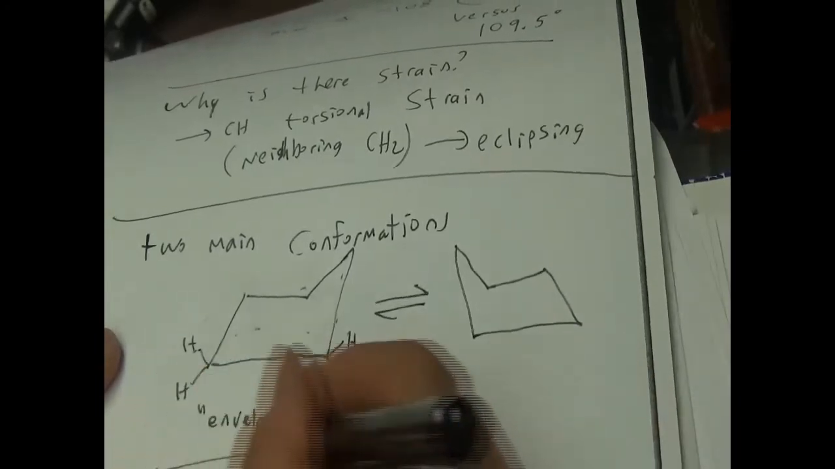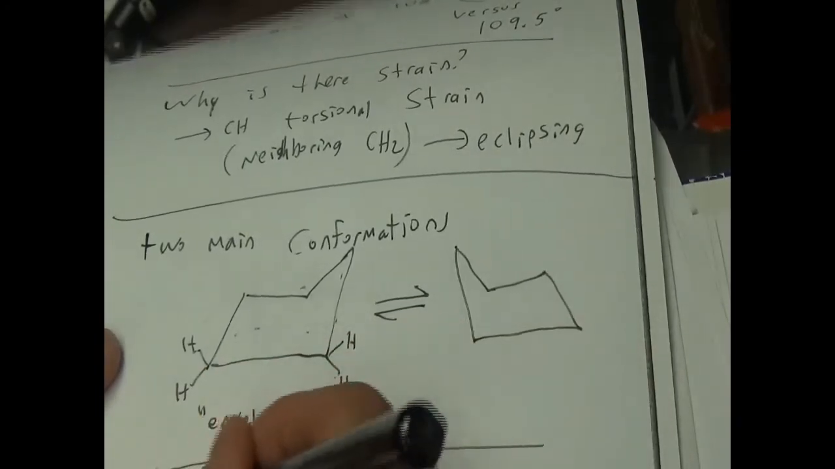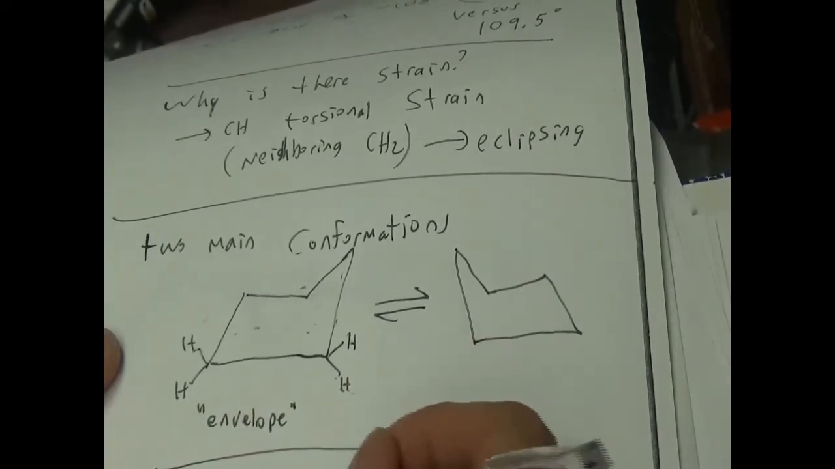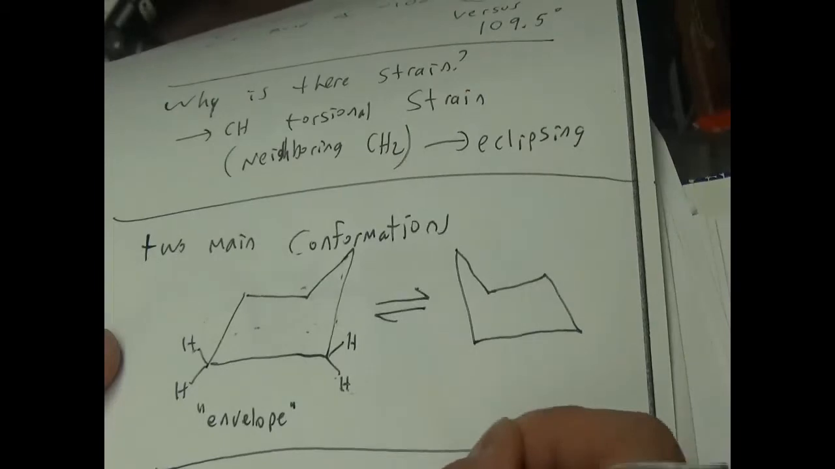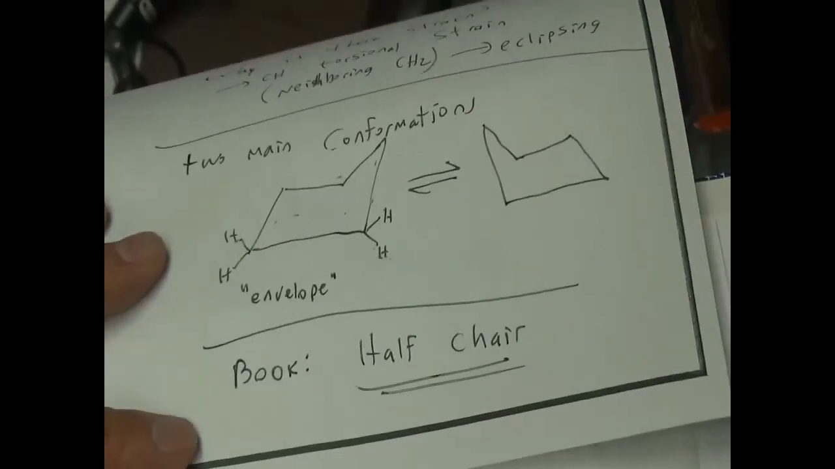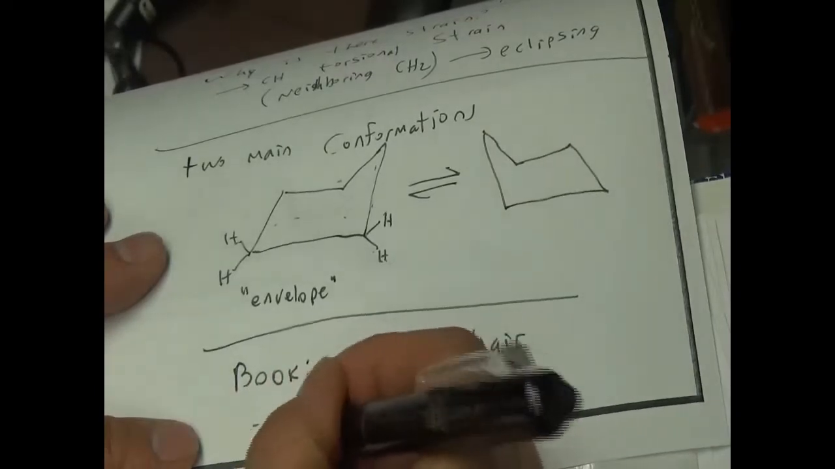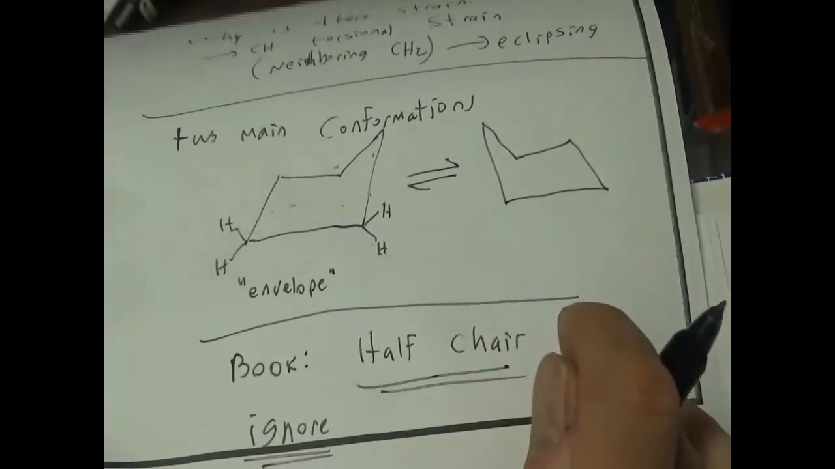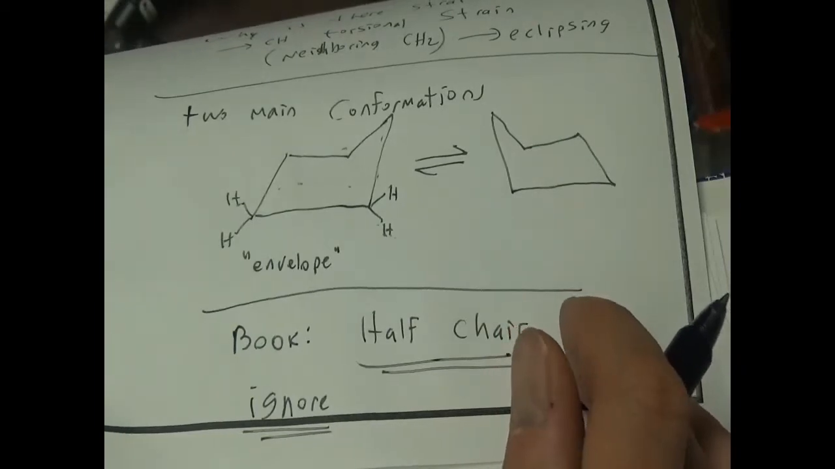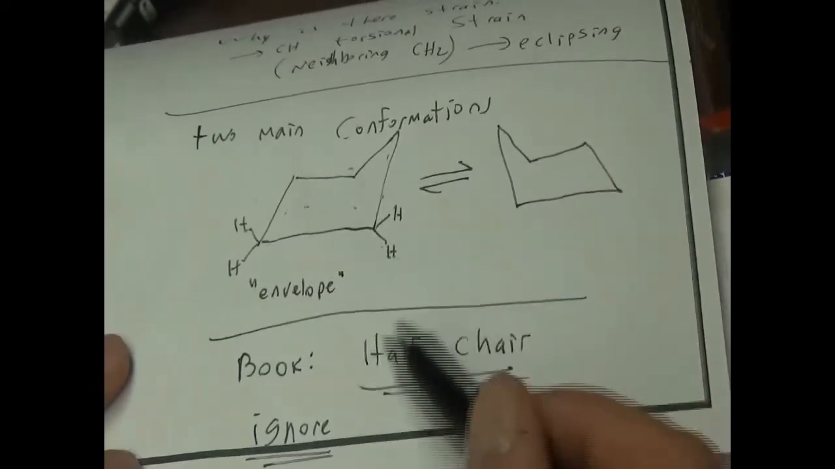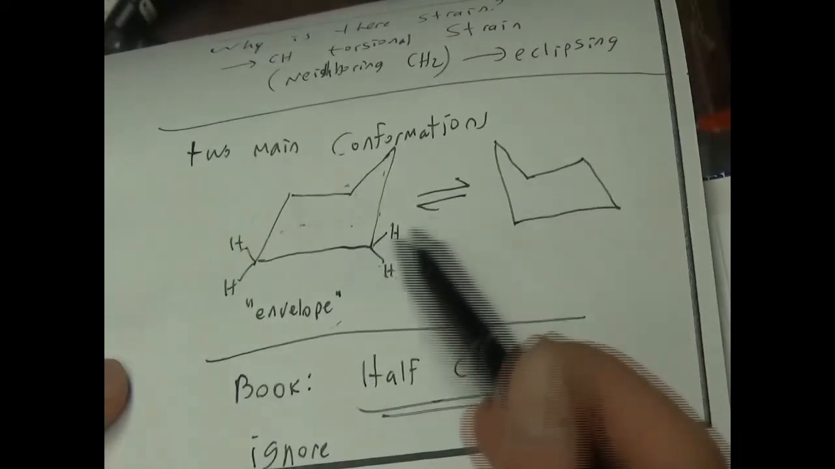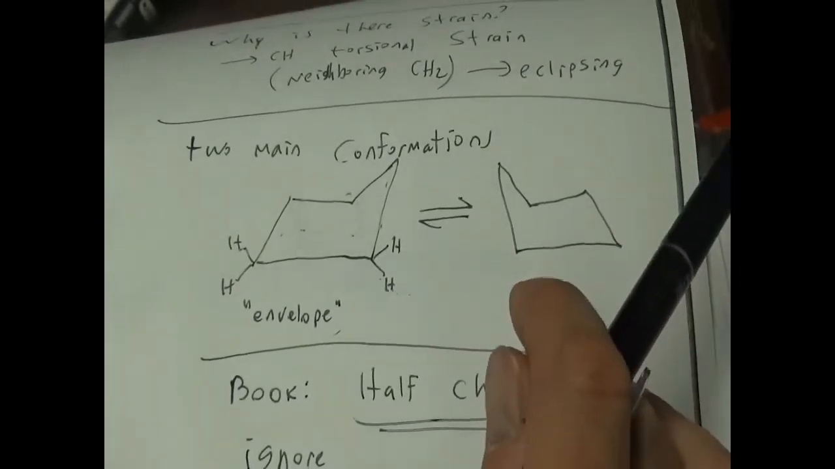There's also, in the book, two other ones. They call them half chairs. Half chair conformations. I'm going to ignore those. It's not really that big of a deal, so you're not going to be tested or quizzed on them, but you can see them in the book. There's a couple different conformations of cyclopentane, but these envelope ones are the dominant ones.